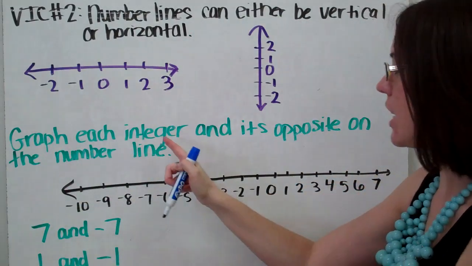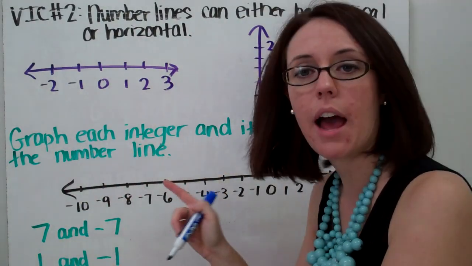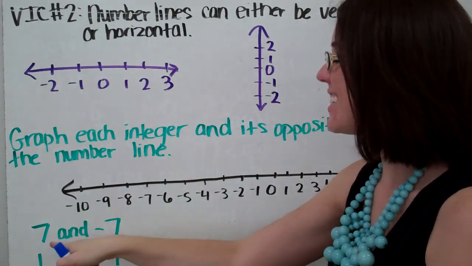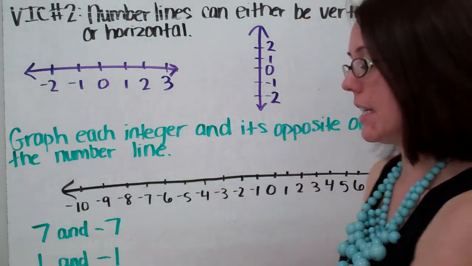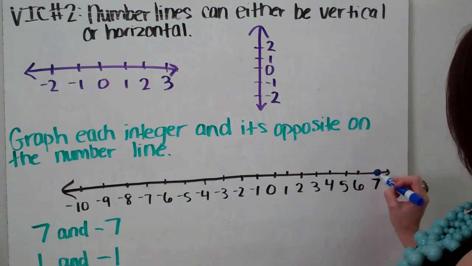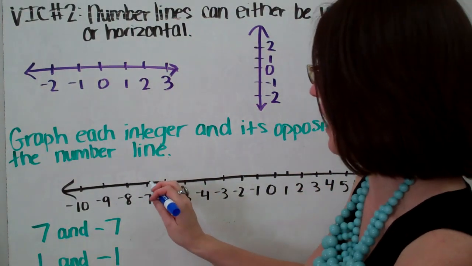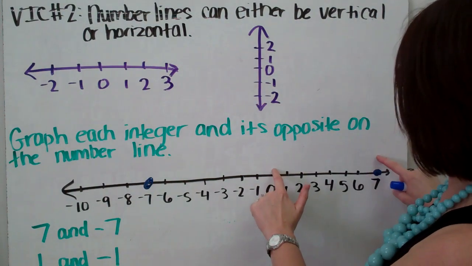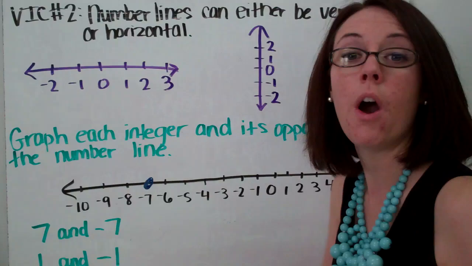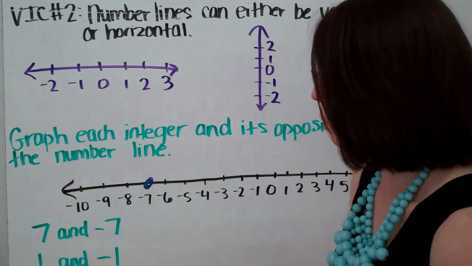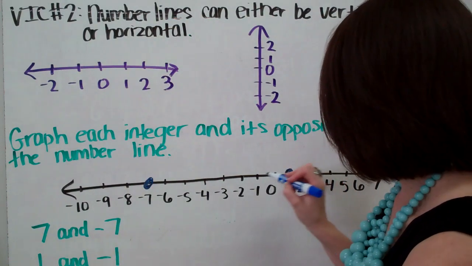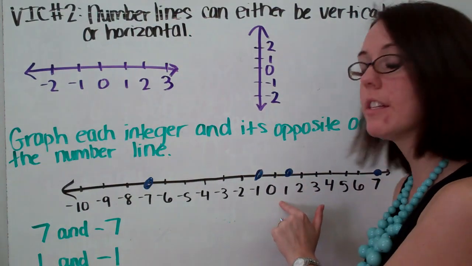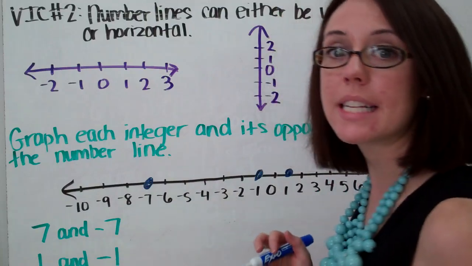We're going to graph each integer and its opposite on the number line. Remember, to graph, all you do is put a dot on that number. So, 7 and negative 7. These are opposites. Let's graph a 7, put a dot on it. And let's graph a negative 7, put a dot on it. They are opposites because they are the same distance from 0 on opposite sides of 0. 1 and negative 1. So this is 1, this is negative 1. Again, they're opposites because they're one space away from 0 on opposite sides of 0.